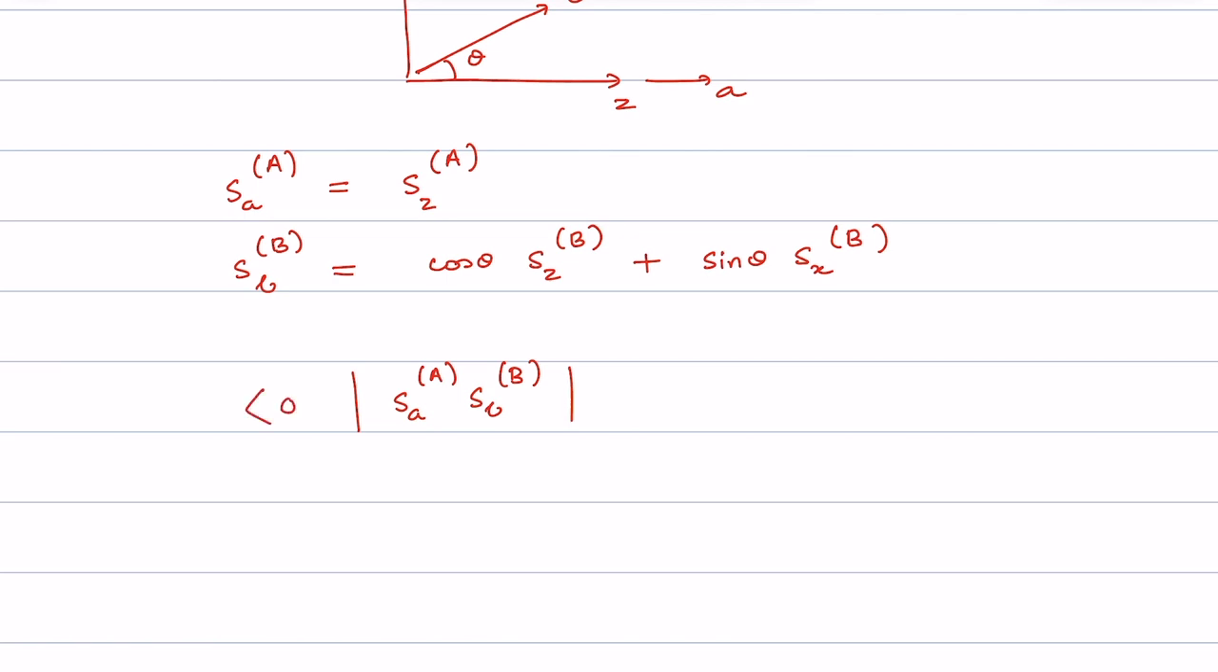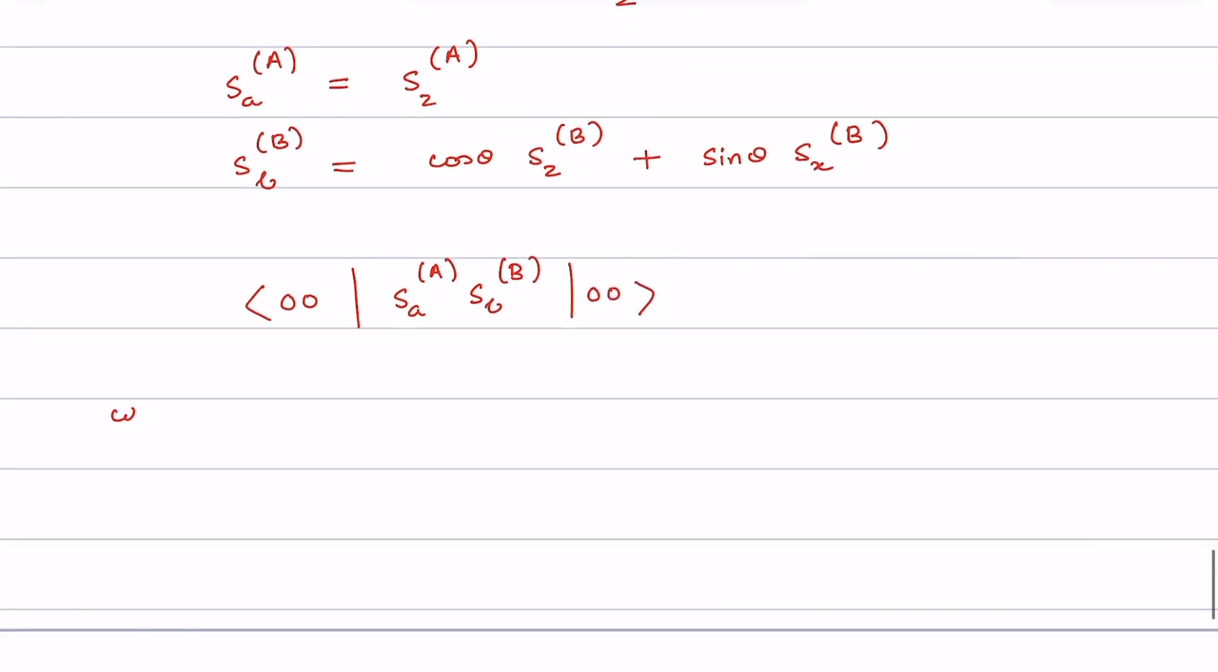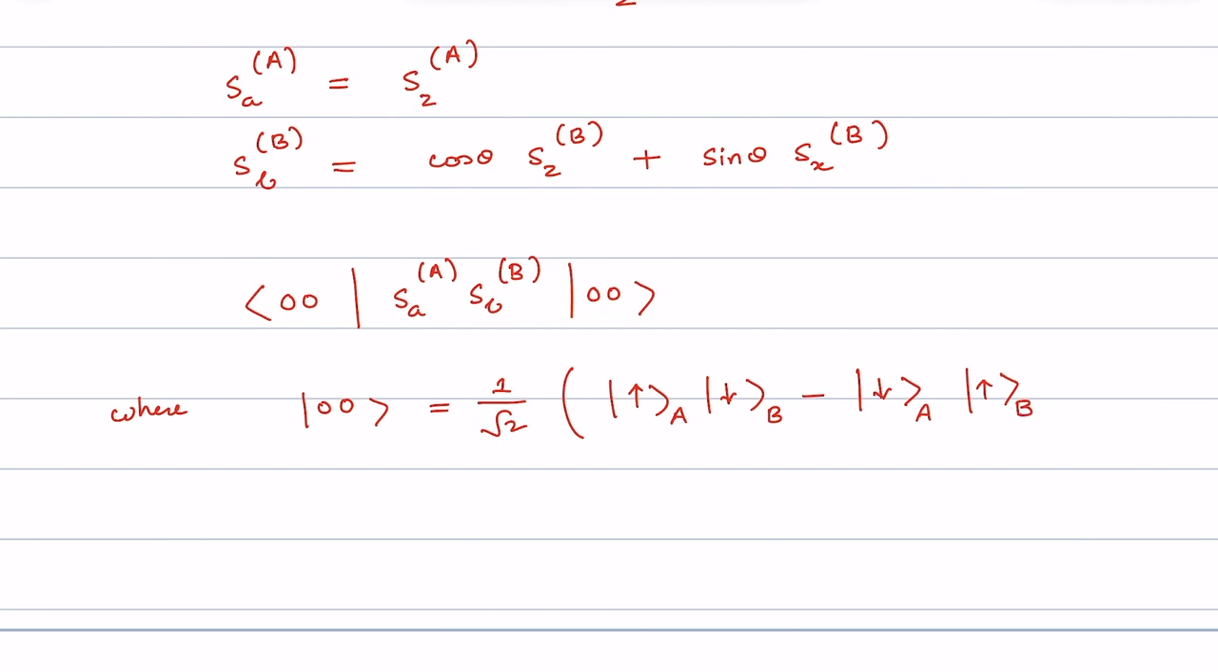And let me denote the singlet state by |00>, where |00> is given as 1 by root 2 (up A, down B minus down A, up B). If the spin of A is in the up state, then B is in the down state, because the total angular momentum has to be 0, that's why it is the 00 state. Or if the spin of particle A is in the down direction, the spin of particle B has to be in the up direction. This is basically an entangled state.